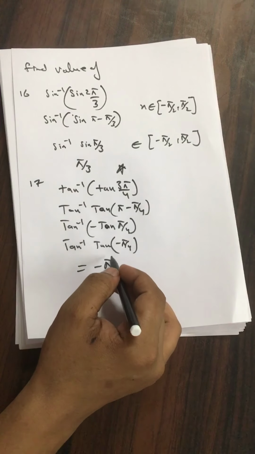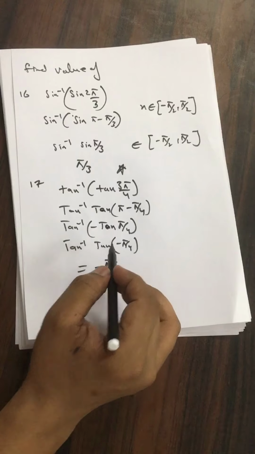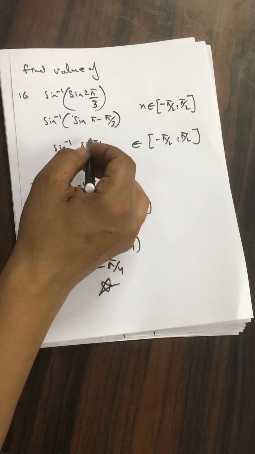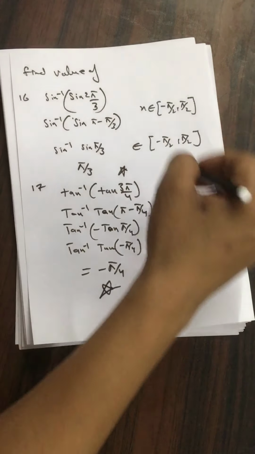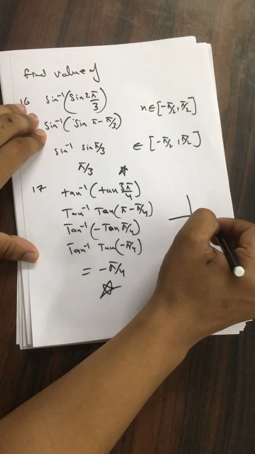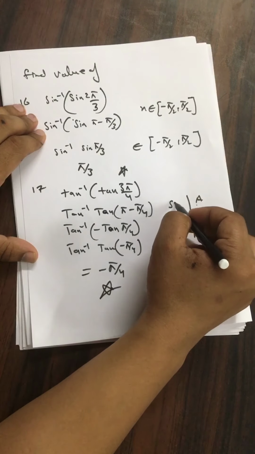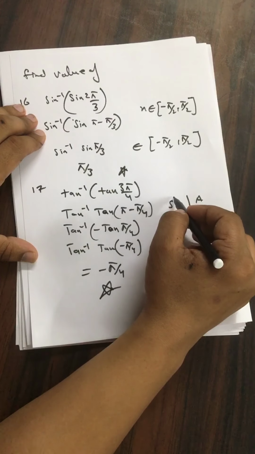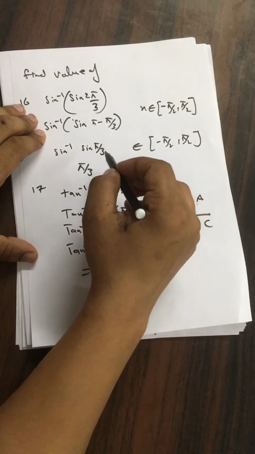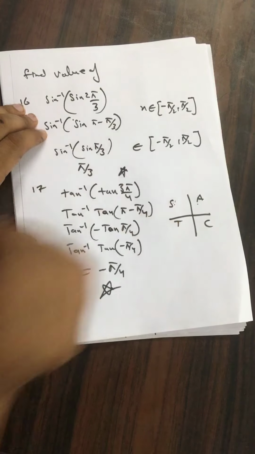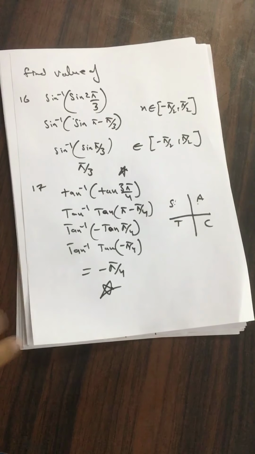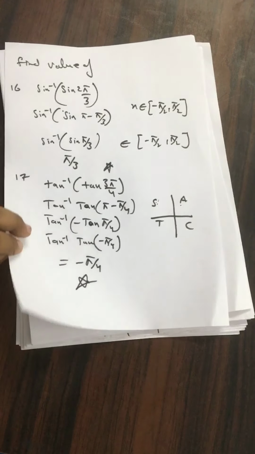Now you must be wondering why this is minus pi by 4 and this was pi by 3. See, I'll explain this by this table. Add sugar to coffee. Remember, after add sugar. So in this quadrant, sign is positive. So that's why it was positive over here in this case. Got it? And this is negative over here because in the second quadrant, tan is negative.